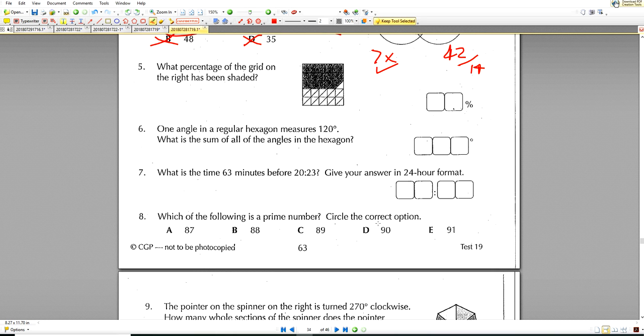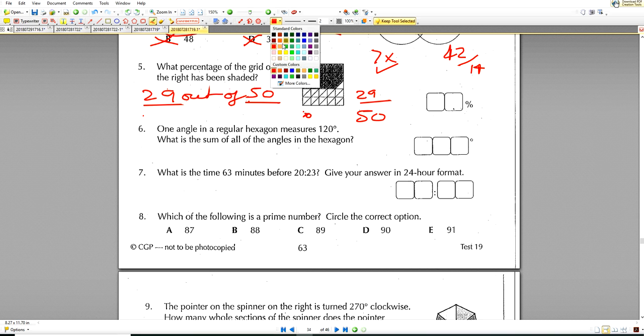What percentage of the grid on the right has been shaded? If you count the number of little triangles, we have 50 triangles altogether, and I just counted them, and there are 29 shaded. So if we change this to a fraction, that's written as 29 over 50. Now we've got to change that into a percentage. To change into a percentage, we need to make them equivalent to 100. So times that by 2, times that by 2, and that will give us an answer of 58%, because 58 out of 100.